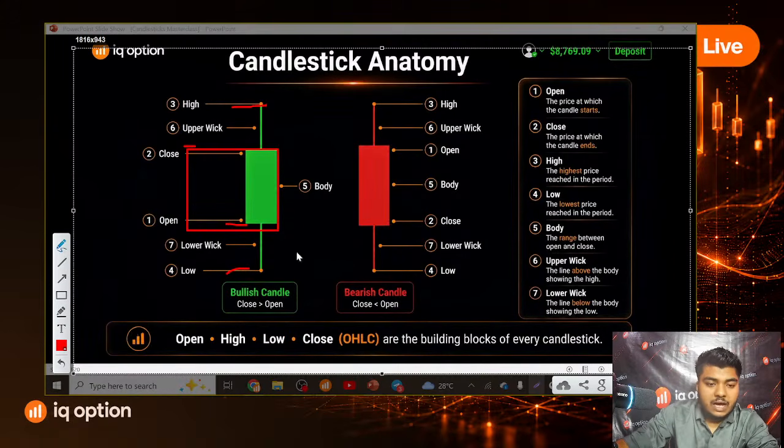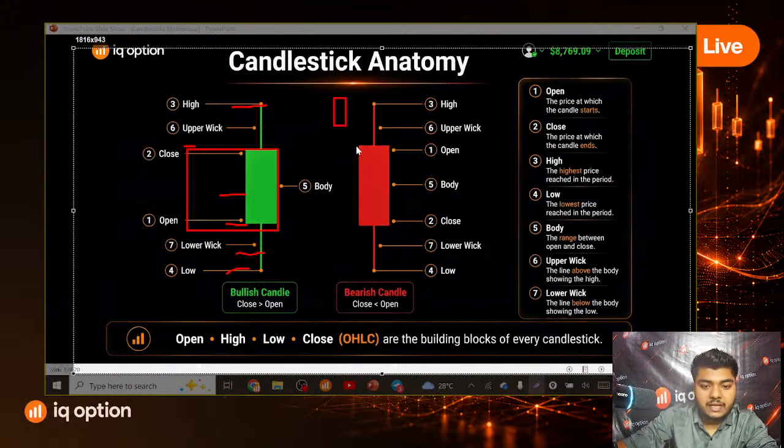And this is how you can understand what a candlestick is actually telling you. A candlestick has six parts: open, close, high, low, and also the wick points and the body points. And vice versa for the selling candle also.